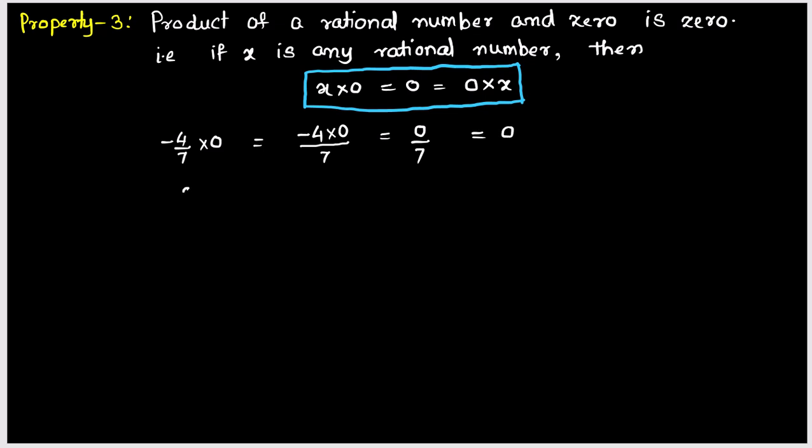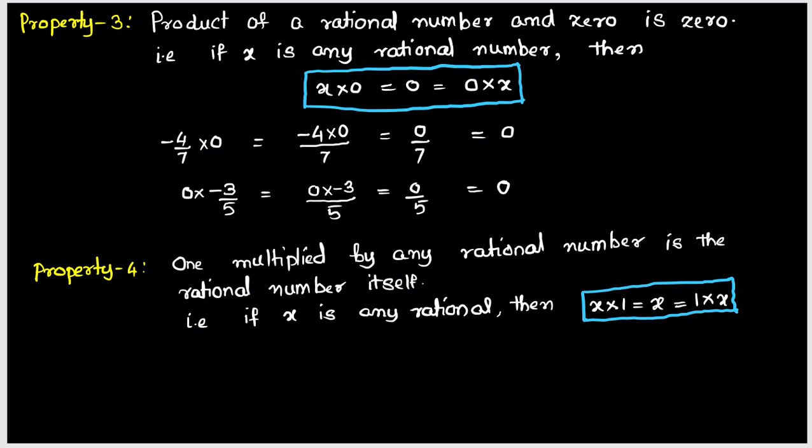If you multiply 0 by any other rational number, for example minus 3 by 5, then 0 into minus 3 upon 5, again you get 0 into minus 3 is 0, 0 by 5, again you get 0. That means we understood that x into 0 is 0, as well as 0 into x also it is 0.